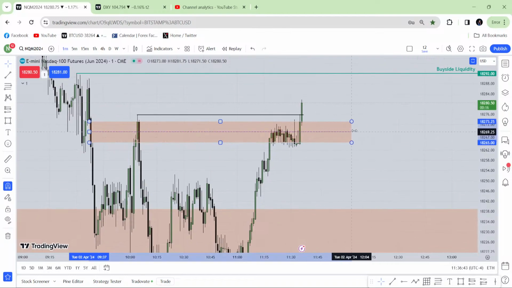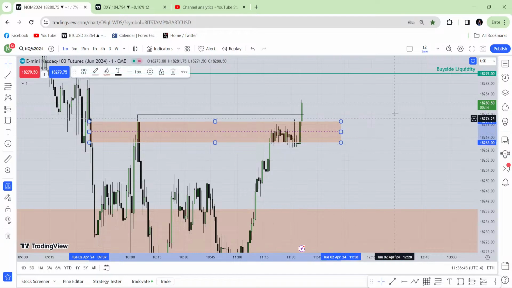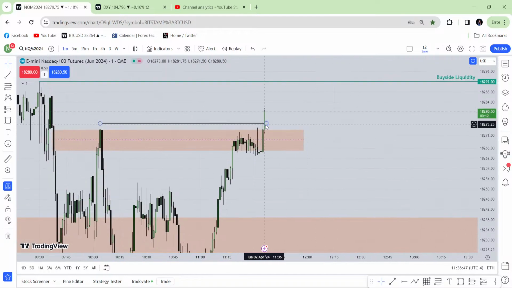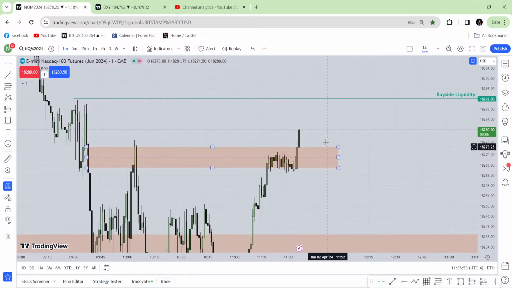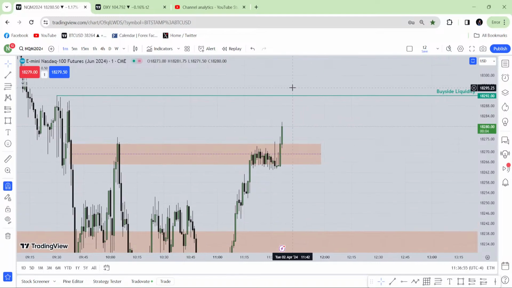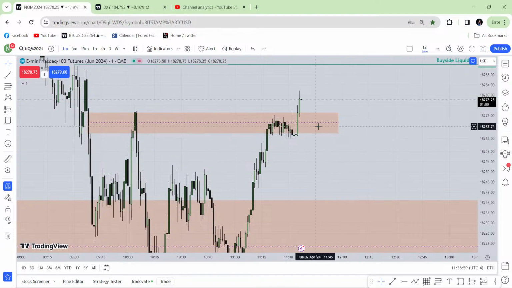When this one is broken, this is the last fair value gap concept I have already explained. If the last fair value gap is broken and you have the buy side liquidity, the market should reach until that buy side liquidity if it is broken. Like over here, one candle closes. If the very next candle doesn't close below this, then it will be your last fair value gap concept.